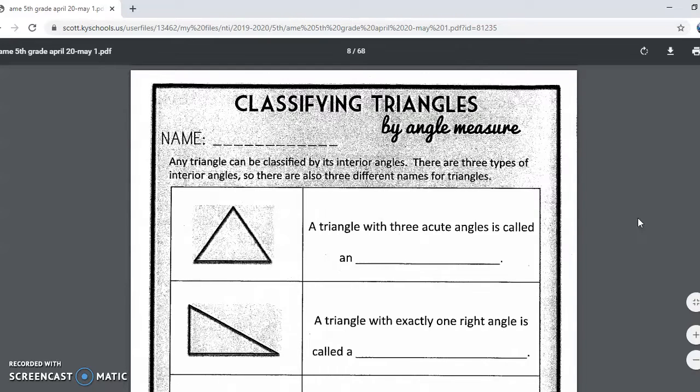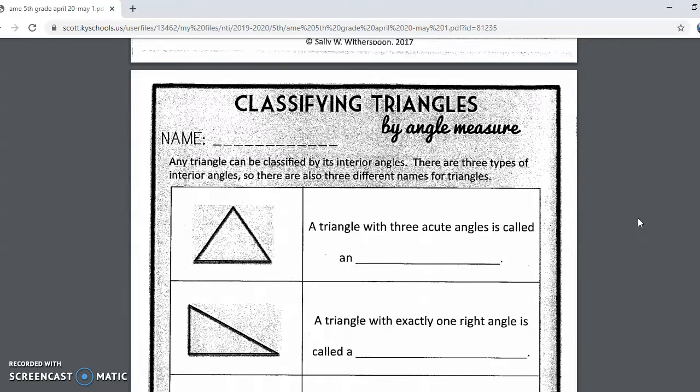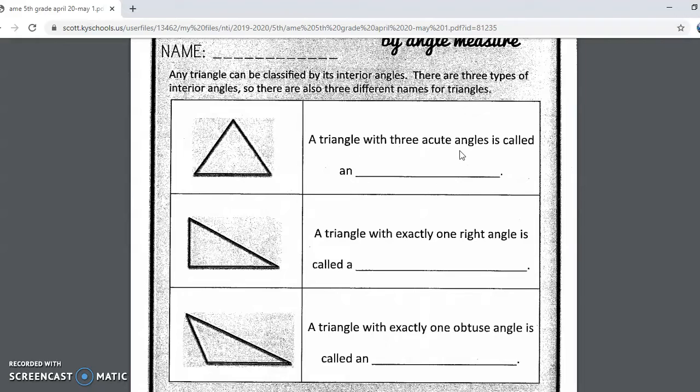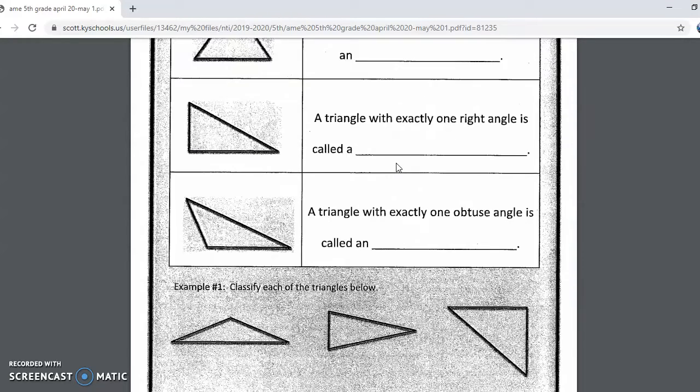Okay, so here's what you're doing today. It's classifying triangles by angle measure only. You're going to look and read the sentence, and then whatever the angles are is the name of your triangle. So for example here, a triangle with 3 acute angles is called an acute triangle. That's all you're doing there.